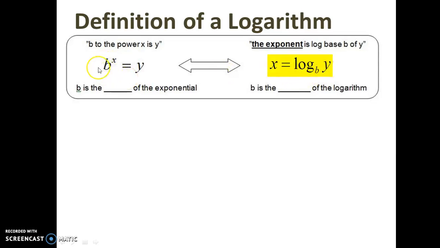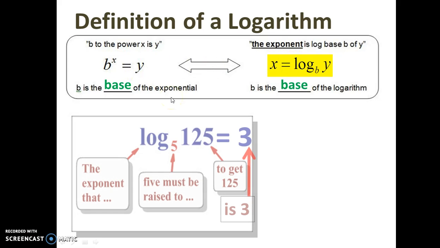Notice the base here is b, and in the logarithmic statement this is called the base also. It is also b, so b is the base in both cases. All right, and when you change to log form, the exponent here is what the log is equal to. So the log statement is equal to the exponent of this statement here.